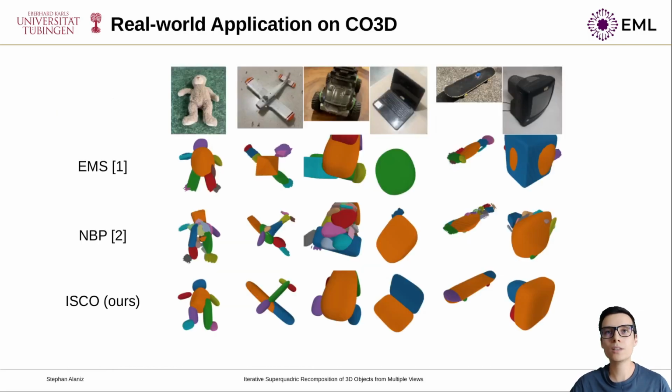Nonetheless, the flexibility of ISCO allows application on arbitrary objects, even when no training data is available, where we can still recover semantically meaningful parts and obtain better reconstructions than competitors, as seen here on the CO3D dataset.